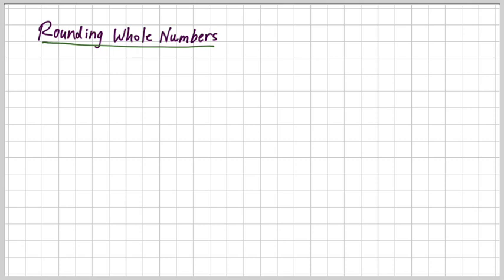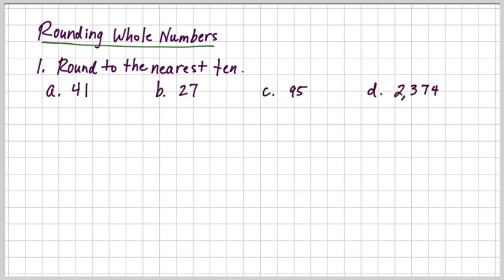All right, let's talk about how we round whole numbers. So I'm just going to do it with you. And so first of all, we're going to round to the nearest 10. So on 41, the tens place is where the 4 is. And so if I want to round to the nearest 10, basically what I'm really doing is I'm counting by tens. 10, 20, 30, 40, 50, and so on. So I'm really saying, is this number closer to 40 or 50?